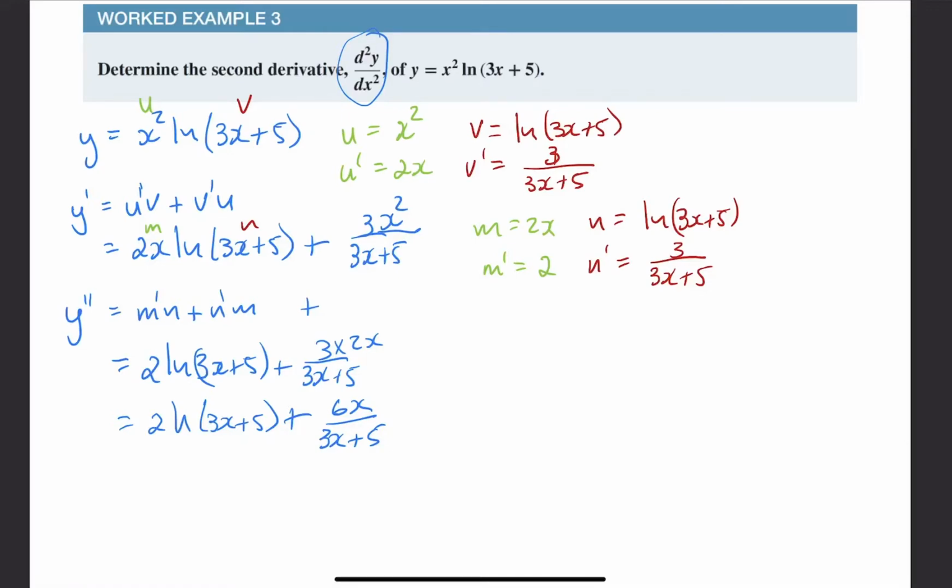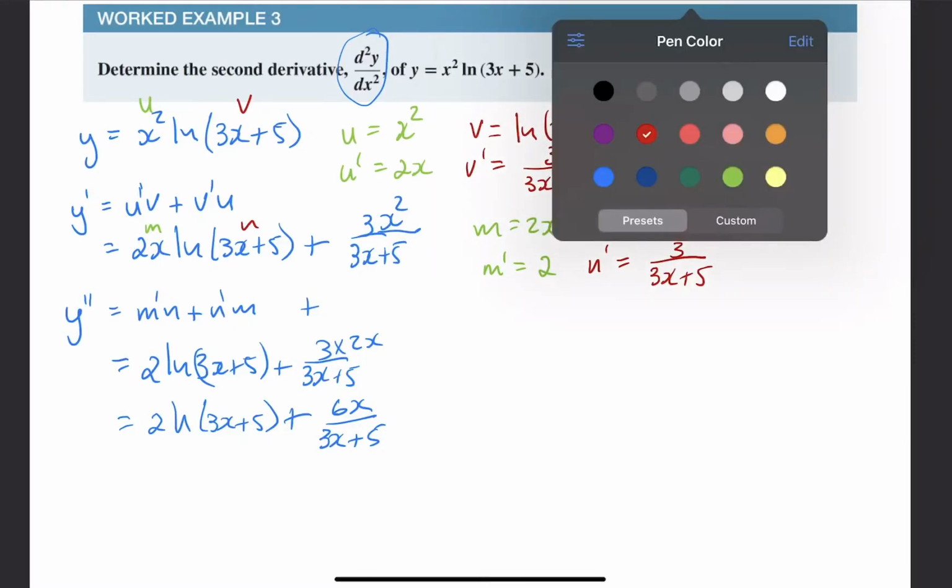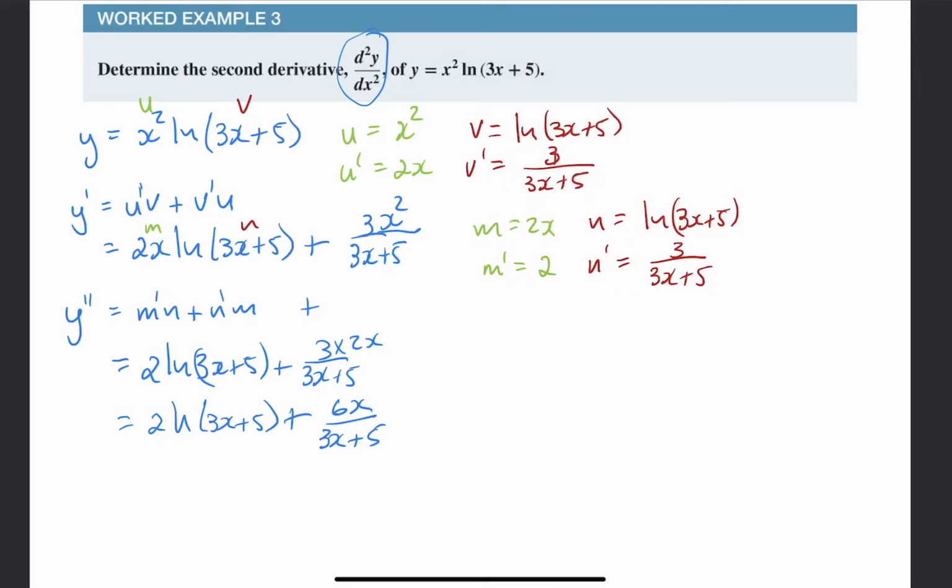Don't forget to do the other parts. I just want to change my colors to purple. In the second part of my second derivative, let's call this L, and we'll call this M. If L equals 3x squared, then the derivative of L equals 6x.